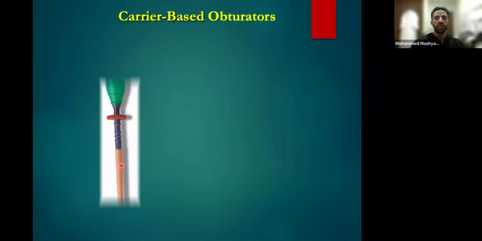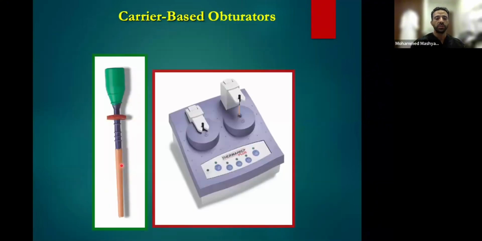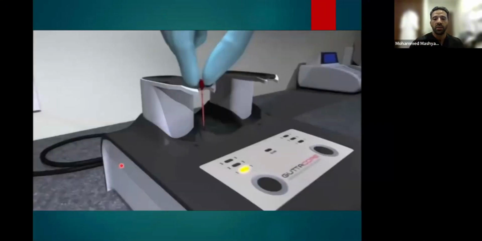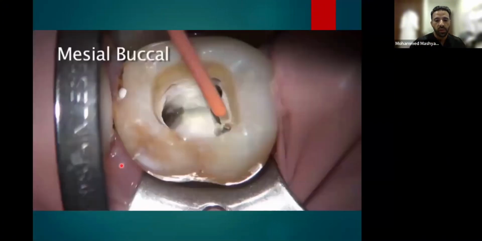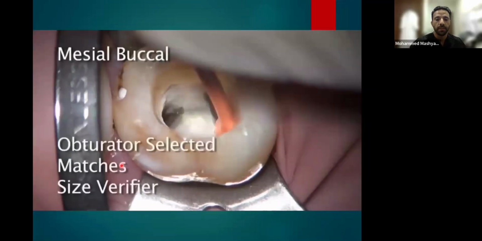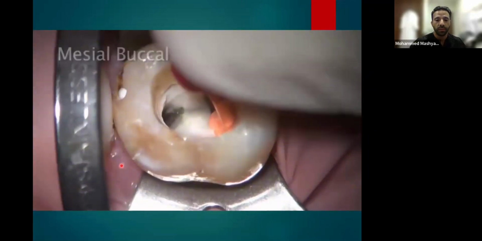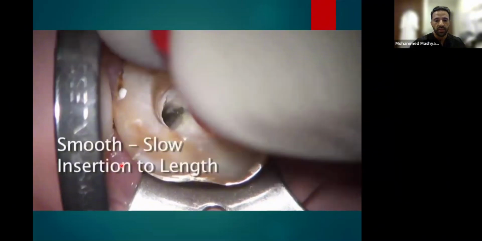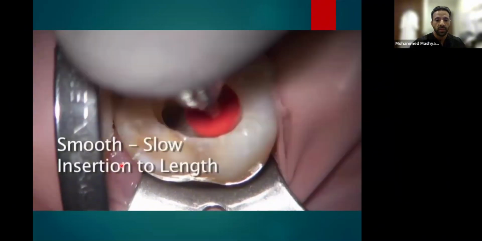I'm going to go for the other one. This is the carrier-based obturator. You put it there and you cut it. I will show you how to do it. This is the machine. So after you verify, you make sure of that. The important thing to notice here is how slow it goes in. It doesn't need to be rapid and aggressive placement. When you think you're going too slow, you're going just right to the apex.